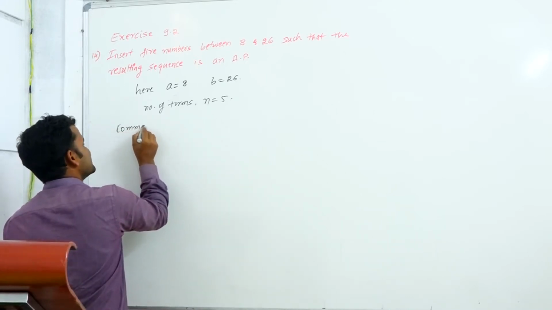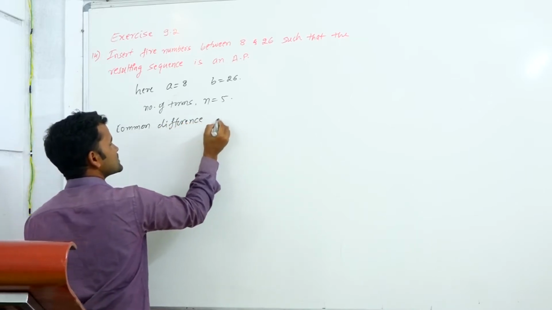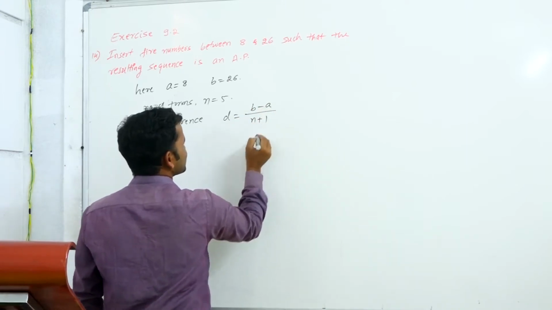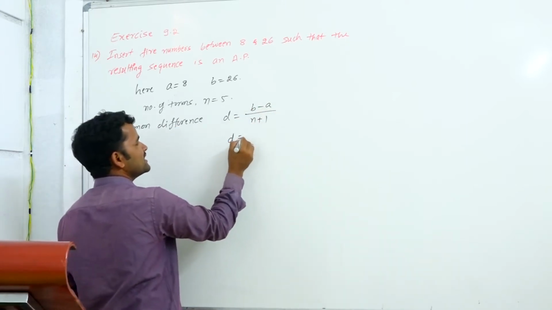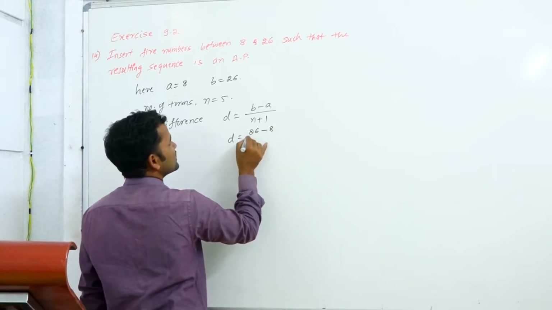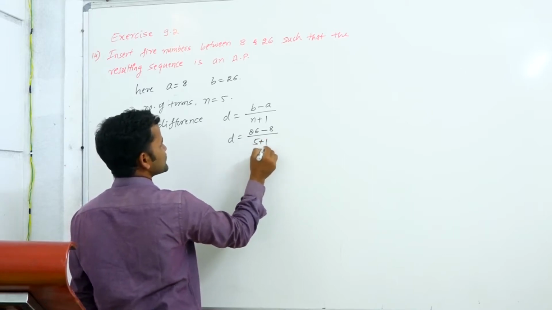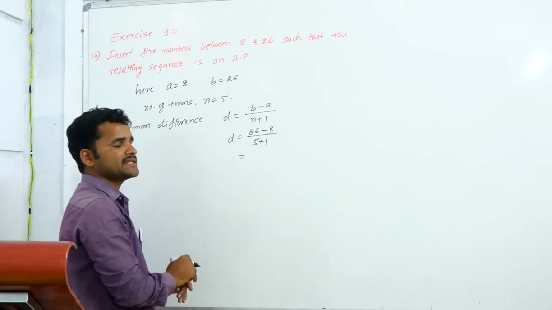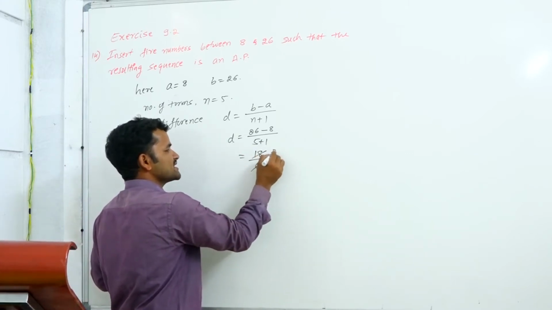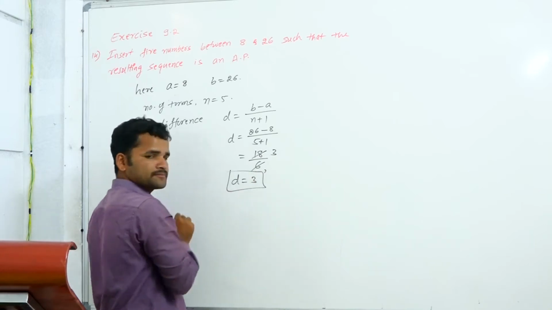Common difference D is equal to B minus A by n plus 1. This is the formula we need to remember. D is equal to B, 26 minus 8 divided by n plus 1, that is 5 plus 1. 26 minus 8, that is 18 by 6. 6 threes are 18. Okay, we got common difference D is equal to 3.